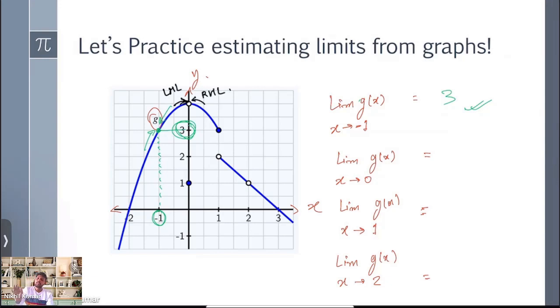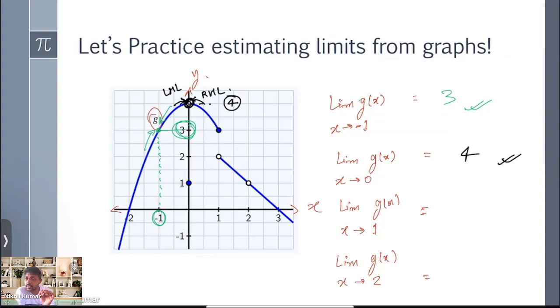Now, approach it from whichever side you want. It's approaching this value only. This value, although it's not written, is 4. So that's your answer.